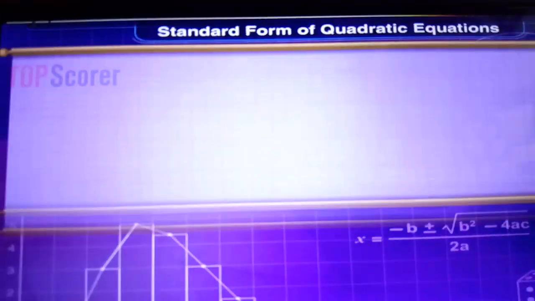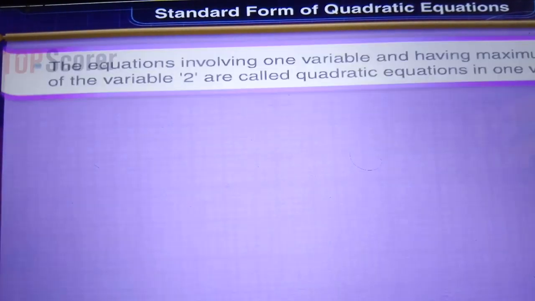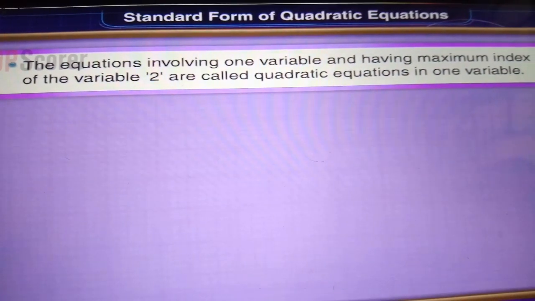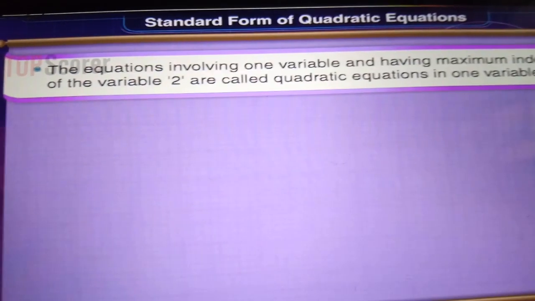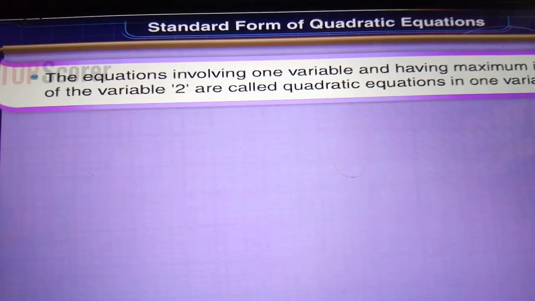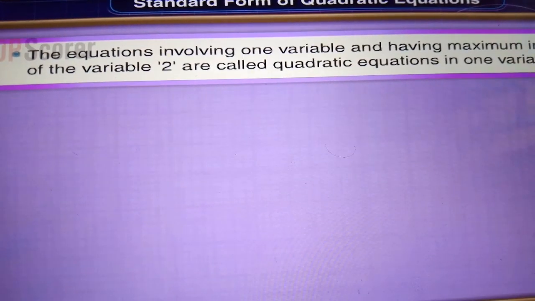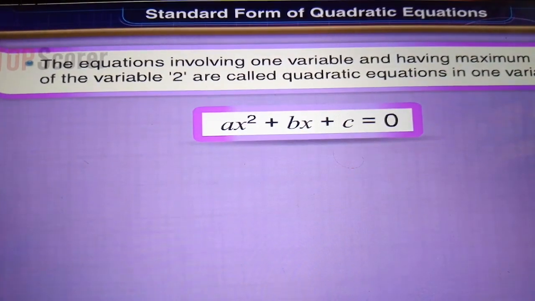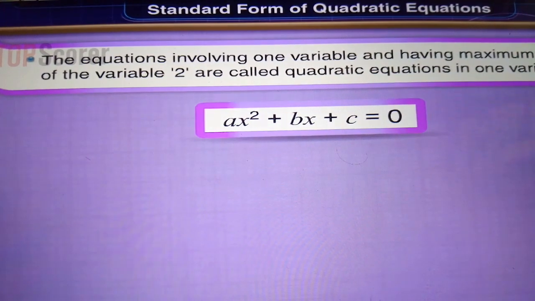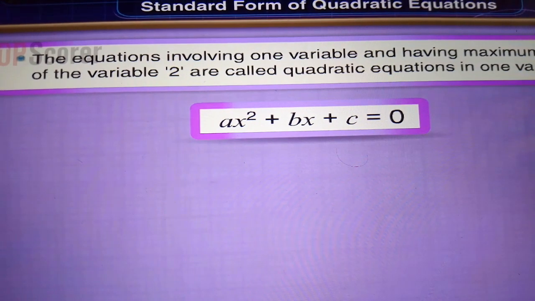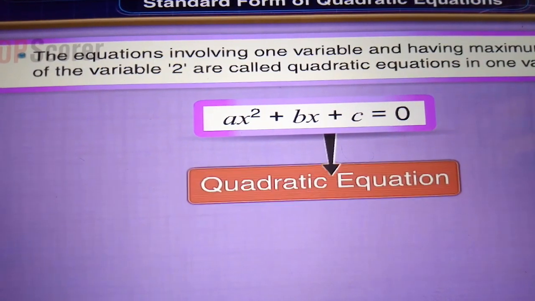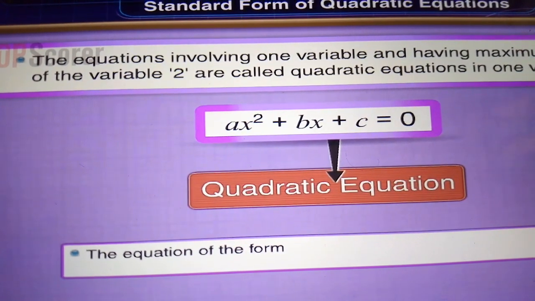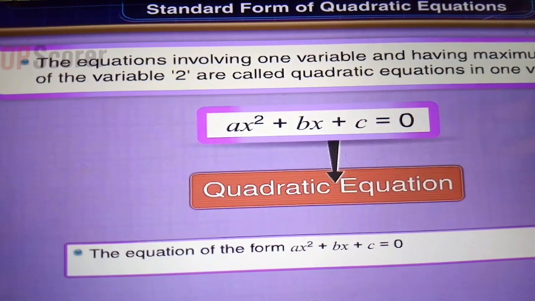We know that the equations involving one variable and having maximum index of the variable 2 are called quadratic equations in one variable. When the quadratic polynomial ax square plus bx plus c is equated with 0, then it is called a quadratic equation.